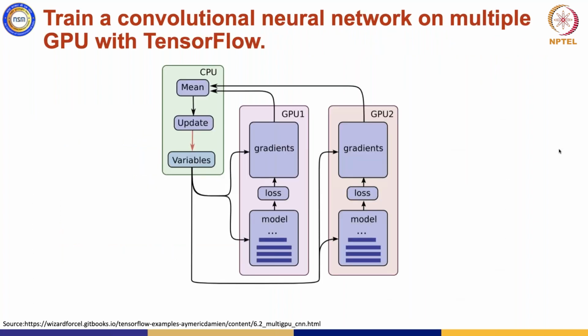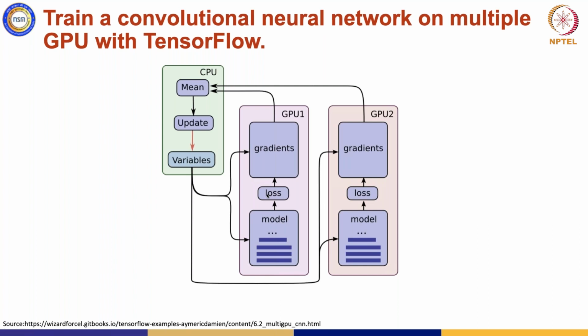Now, if you are trying to train a convolutional neural network on multiple GPUs with TensorFlow, this is how it is going to happen. You have your CPU, and the CPU has to be the master, and then you have these co-processors which are your GPUs. So what is happening when you develop a convolutional neural network, or for that matter any neural network, is that you will have gradients, losses, weights, and all of this.